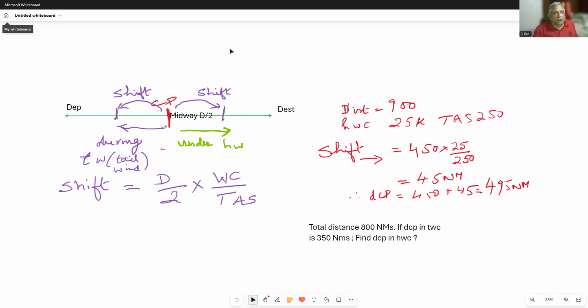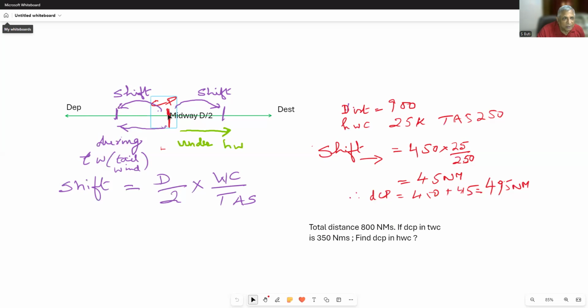Now, please understand the concept. This is departure and destination. Total distance is capital D. Halfway point will be D by 2. This total distance is 1200 divided by 2, 600 nautical miles, under normal, nil wind conditions. And your point will lie midway at D by 2.